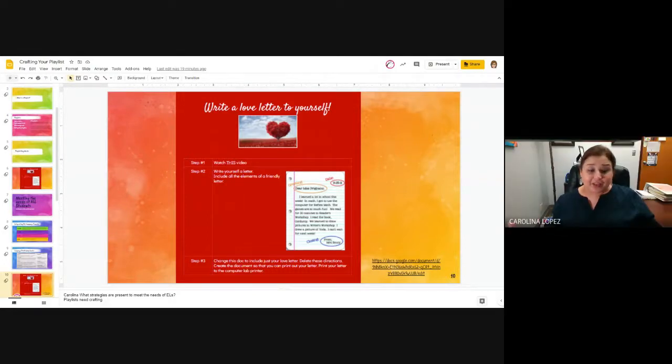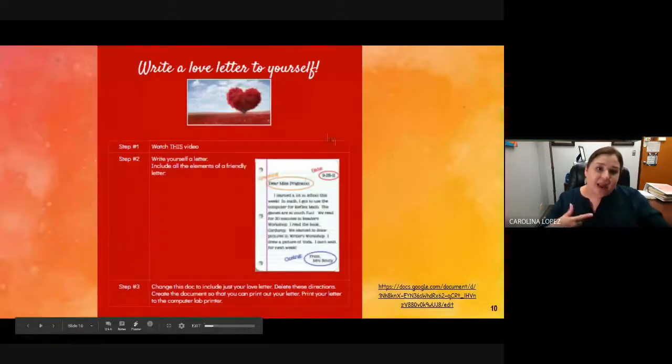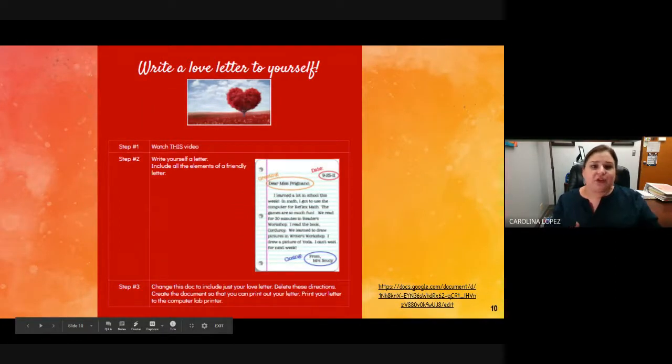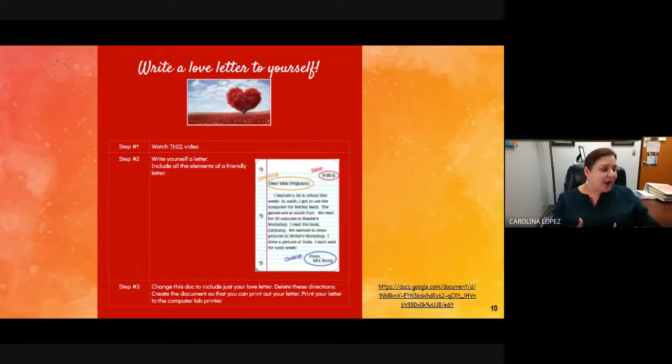Yes, so we have this playlist again in front of us. And now that I've shared the integrating of the language domains and the proficiency levels, I want you to think of it in terms of an English learner. What strategies are present to meet the needs of EL? So what is already there that we could say, you know what, this meets the needs of English learners?